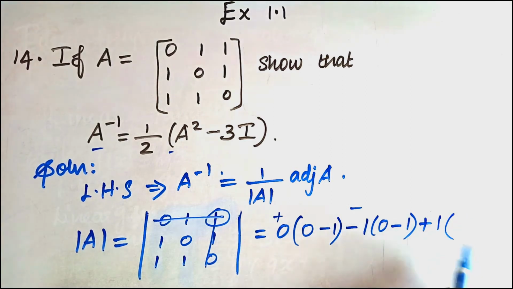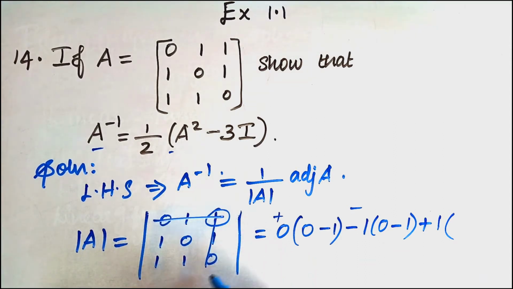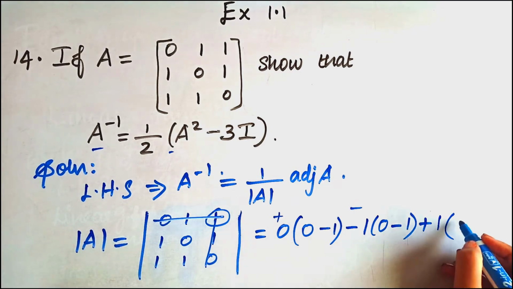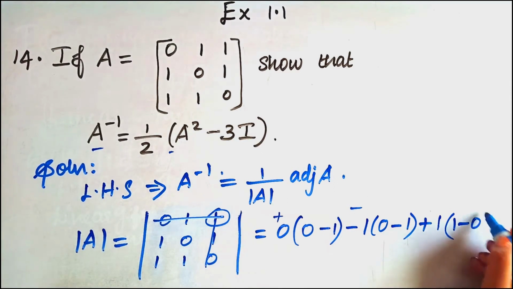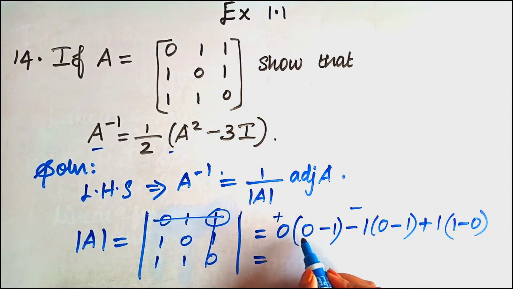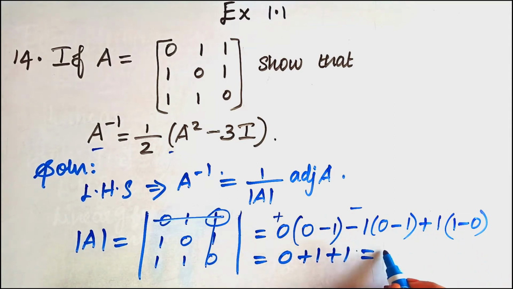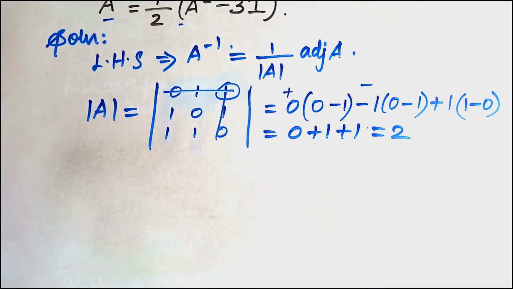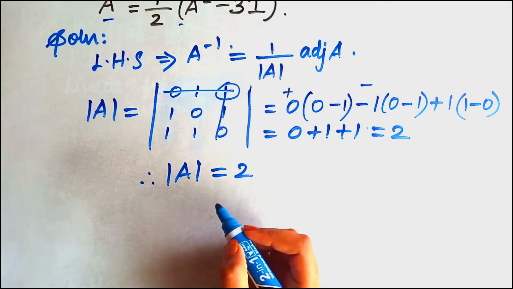And then we'll take the value 1 here, and then we'll cancel both horizontal and vertical lines, so that we'll get 1 0 1 1, and we have to multiply 1 into 1, it will be a 1, and you have to put a minus sign here, then 1 into 0 it will be a 0 here. Now let's solve this. We'll get 0 into anything, it will be a 0, then here minus 1 into minus 1 we'll get a plus 1 here, and then 1 into 1 it will be a 1 here, so that the answer is 2. Therefore, determinant of A is equal to 2.